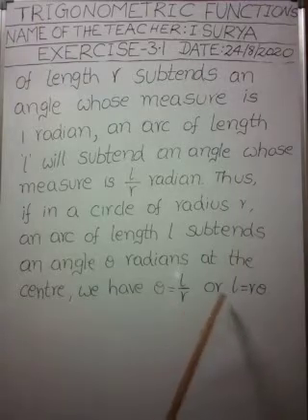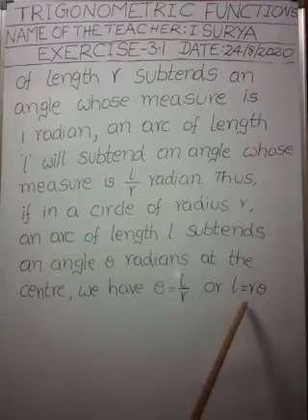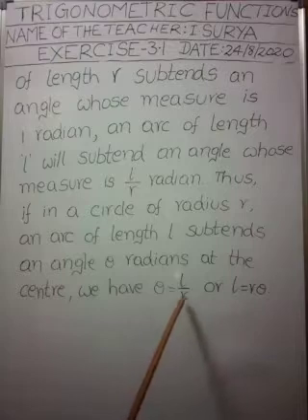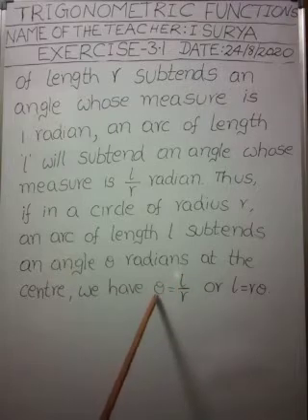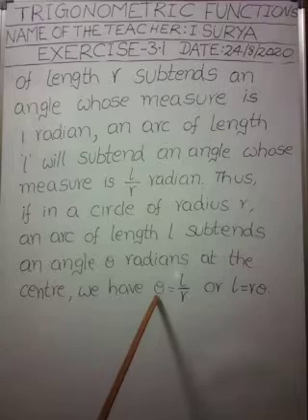Remember these equations, my dear children. These are the relations between radius of the circle, length of an arc of the circle and the angle subtended by the arc of the circle at the center of the circle. Understood, my dear children? Right.